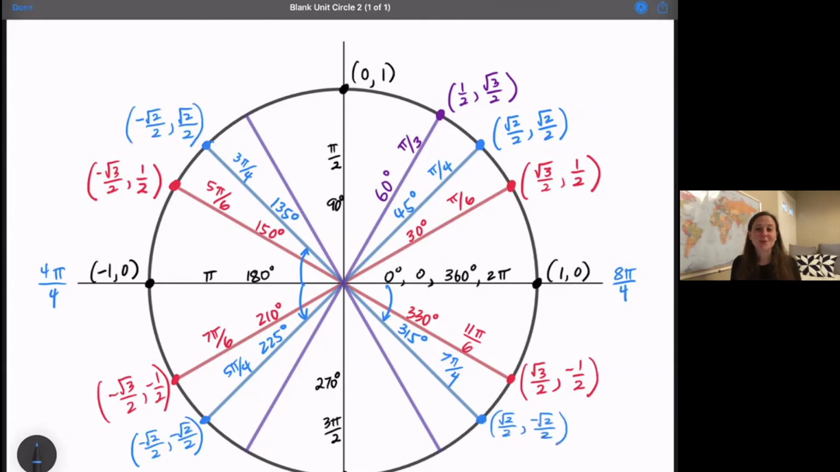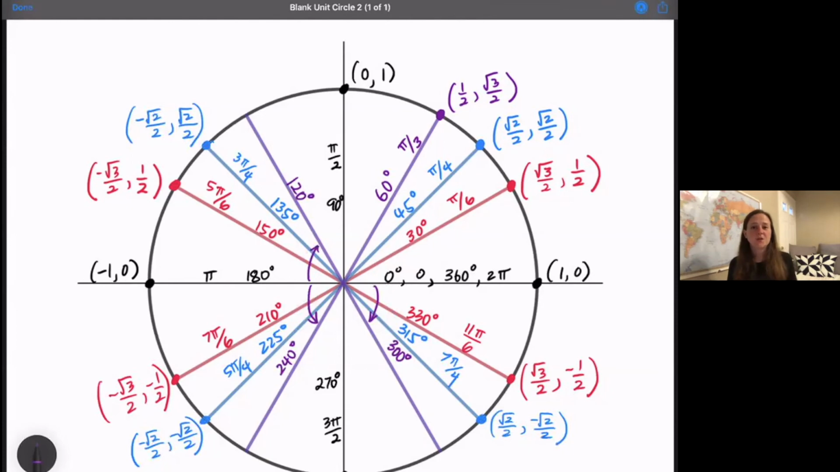One more set of terminal points to go. Now we're looking at all the things that are 60 degrees away from the x-axis. So 180 minus 60 to get up into the second quadrant, that's going to be 120. Down in the third quadrant, 180 plus 60 is going to be 240. And then in the fourth quadrant, I've got 360 degrees minus 60, that's 300.